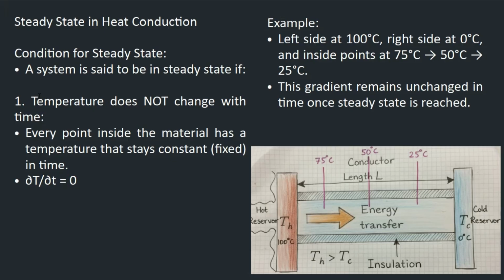Right, so let's read through now. Temperature does not change with time. Every point inside the material has a temperature that stays constant, fixed in time. So dT/dt, T being your absolute temperature and t your time, is 0. For example, for this particular case, the left side is at 100 degrees Celsius, the right side is at 0 degrees Celsius, and inside 75, 50, and 25. This gradient remains unchanged in time once steady state is reached.